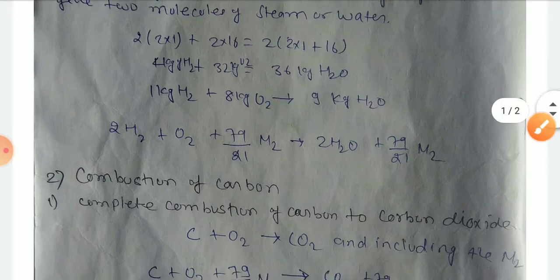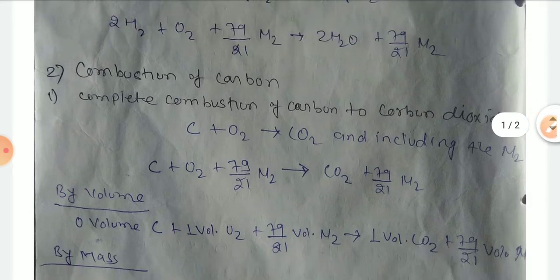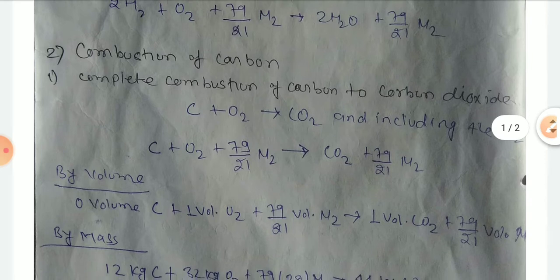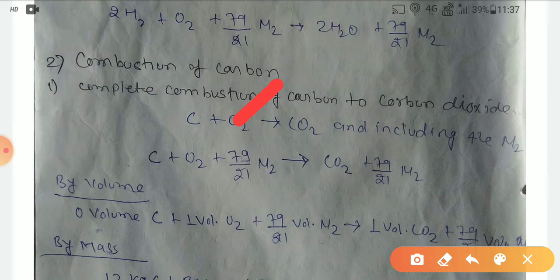Now the second one, combustion of carbon. Combustion of carbon is mainly divided into two categories: one is complete combustion of carbon and the other is incomplete combustion of carbon. Complete combustion forms carbon dioxide: carbon reacts with oxygen to form carbon dioxide.